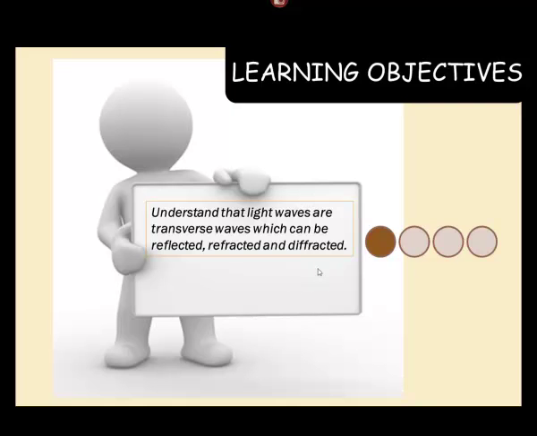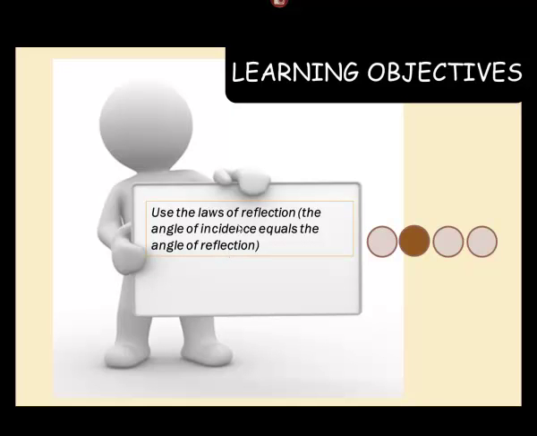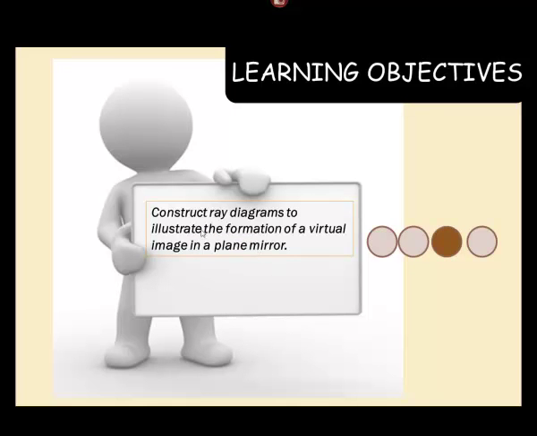This video is on reflection. Now, what are the learning objectives? Well, this is the overall what I'm going to try and get through in the next few videos. But this one particularly, you're going to understand light waves are transverse waves which can be reflected. In more detail, we're going to use the laws of reflection, which means the angle of incidence, which we'll come across in a moment, equals the angle of reflection. And in particular, we're going to construct ray diagrams to illustrate the formation of a virtual image in a plane mirror. Let's start first of all looking at the basic components, shall we?